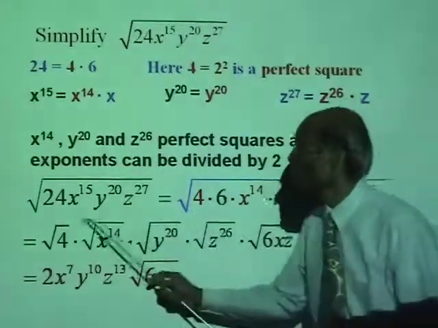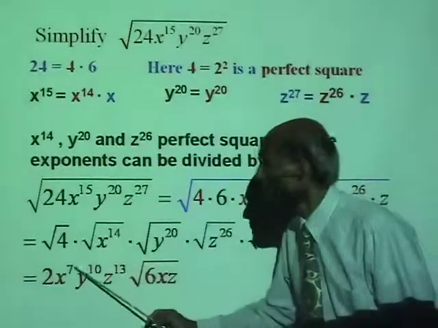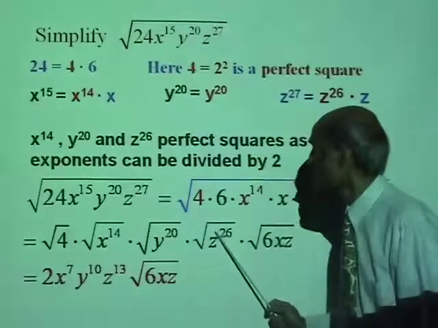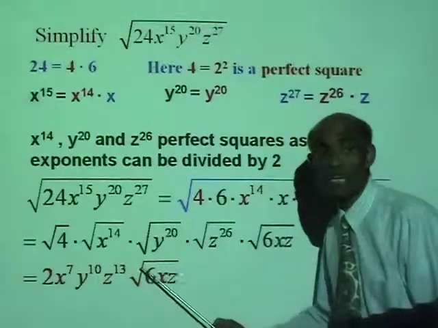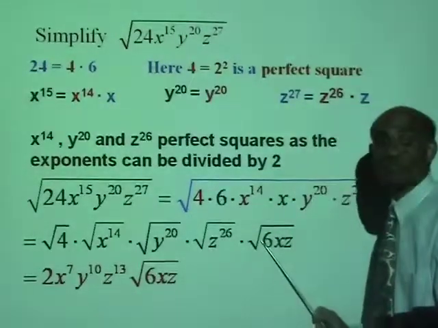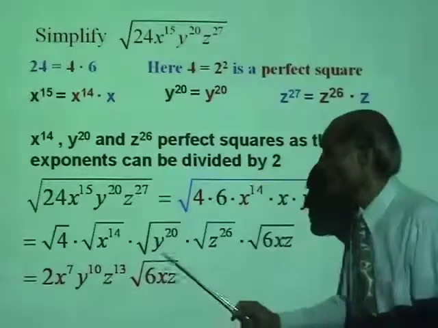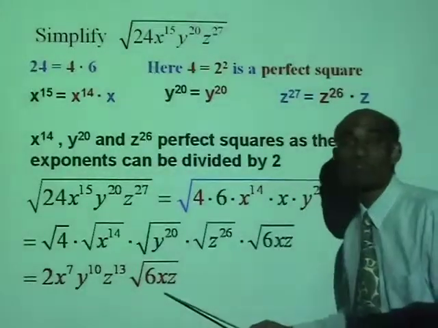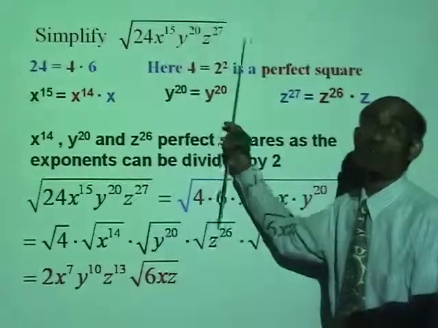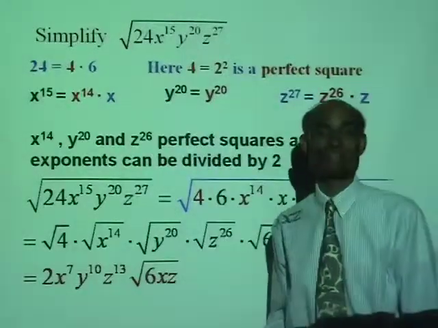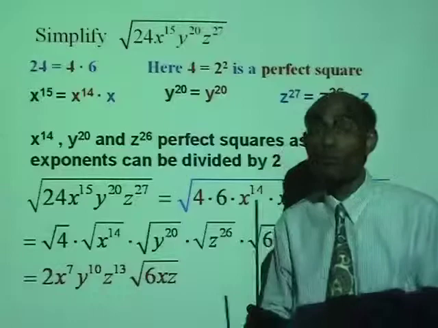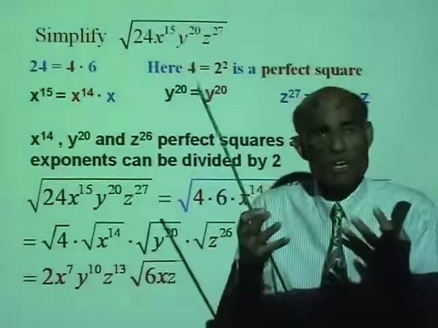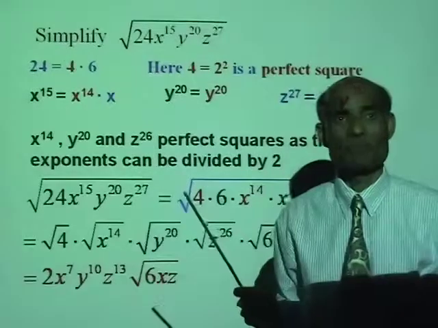Alright, so that will be 2, x to the power of 7, y to the power of 10, z to the power of 13, and this will remain as it is, square root 6xz. This is the simplified form of this radical expression. I hope by now you are familiar with this method and feel comfortable with it.